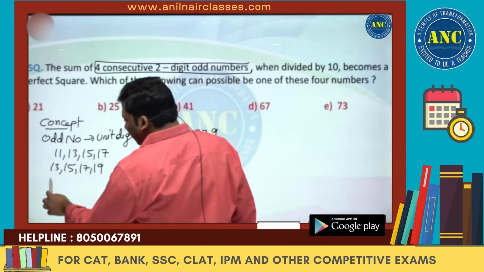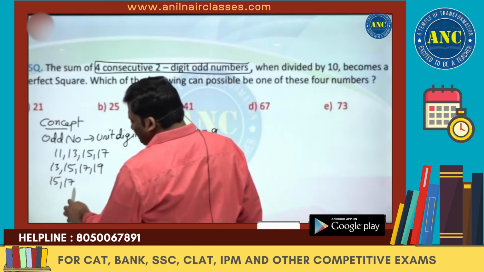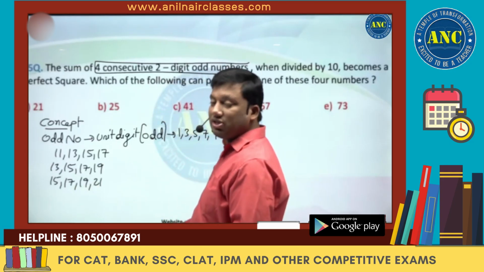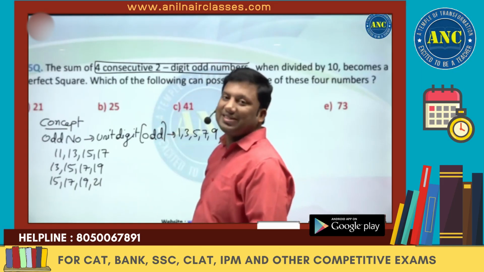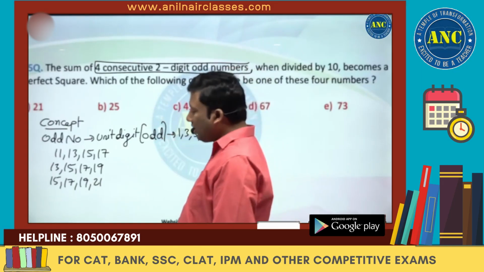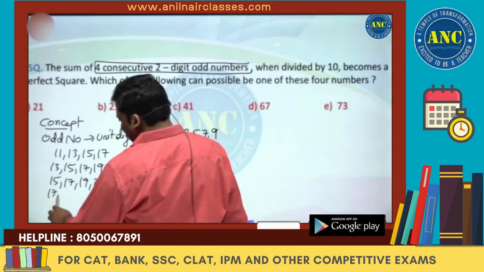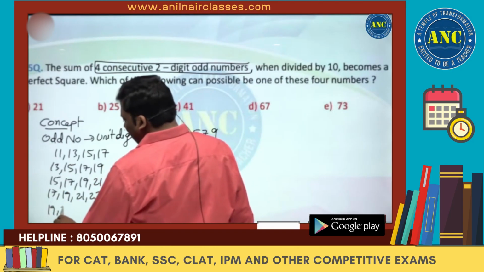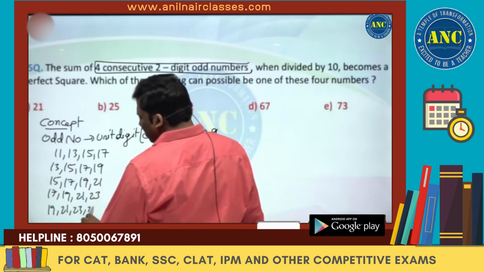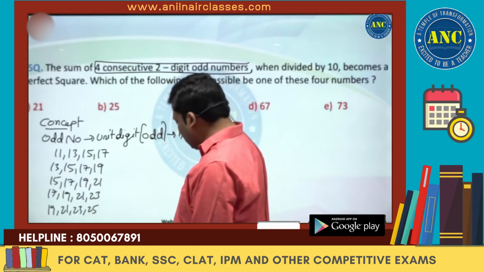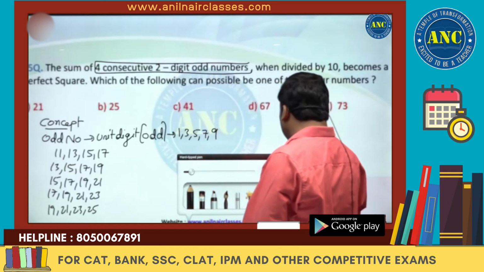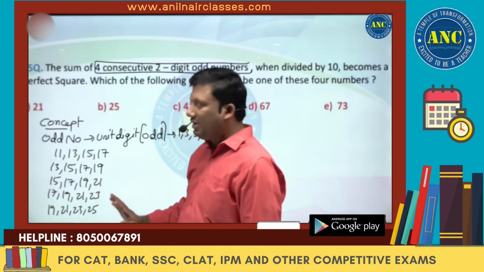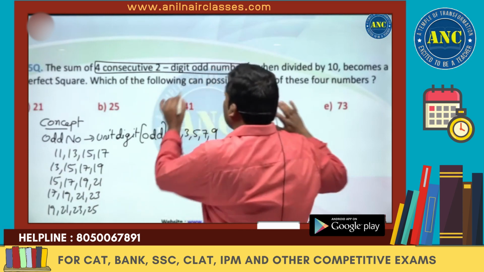If it starts with 5, it can be 15, 17, 19, 21. So, when I say 4 consecutive odd numbers, it is not necessarily starting with 1. It can start with 3, 5, 7, if it starts with 7, if it starts with 9, this can be any numbers. So the first number can start with 1, 3, 5, 7 or 9. That is the importance of this line.